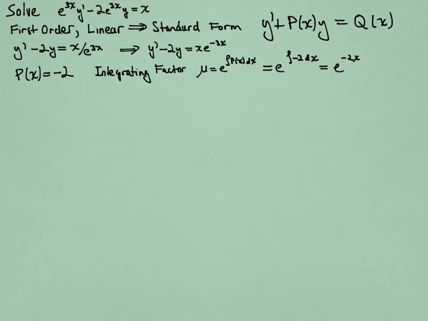I don't need a constant of integration because we're looking for just any integrating factor that will work, and we'll take c to be 0. So our integrating factor will be e to the minus 2x.